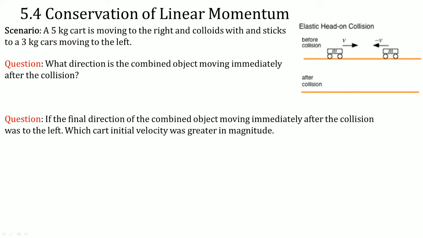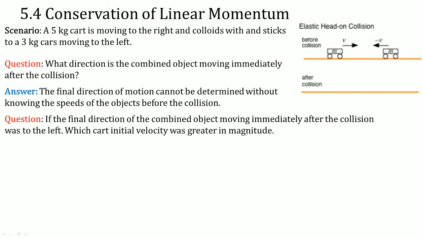Scenario. A 5 kilogram cart is moving to the right and collides with and sticks to a 3 kilogram cart moving to the left. Question. What direction is the combined object moving immediately after the collision? Well, the answer would be you can't determine it. The final direction of the motion cannot be determined without knowing the speed of the objects before the collision.